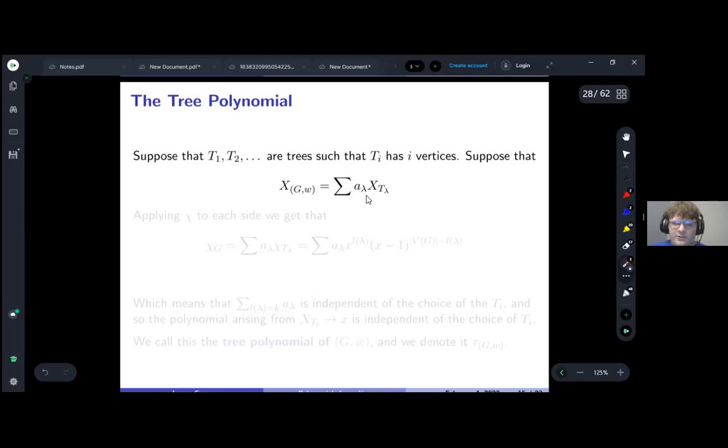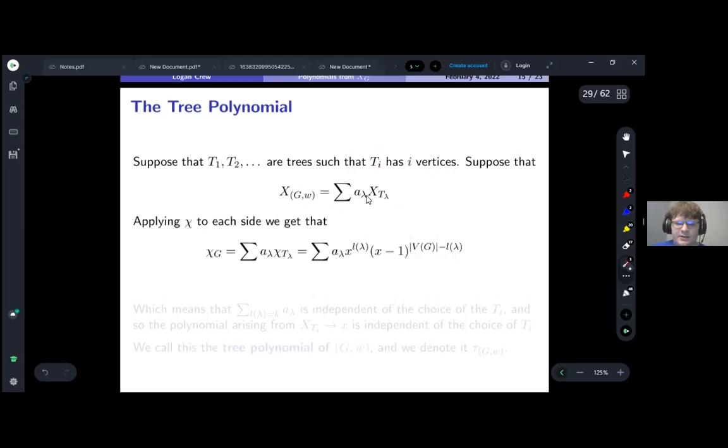And here's where we're going to work with trees. Now here's an important point. We are going to ask that our trees each have i vertices, not total weight i. There's going to be a technical reason for this. But basically, suppose that we have our vertex-weighted chromatic symmetric function, and we write it in this tree basis, which we know we're allowed to do by the previous lemmas. If we apply our chi function to each side, on the left-hand side we're going to get chi g. On the right-hand side, chi is going to distribute across these various trees. Now, what exactly is chi of t_lambda?